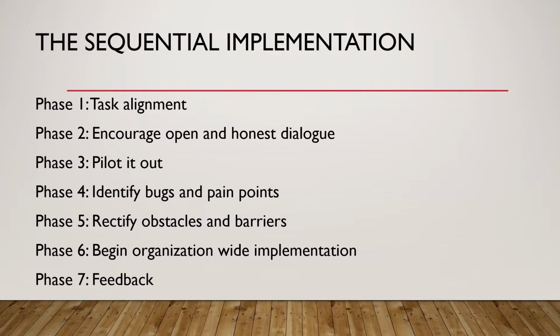We will identify any bugs or pain points that have been identified during the pilot stage, and then we will work on rectifying these obstacles and barriers to implementation. Phase 6 is when we get to the organization-wide implementation. This is when we will roll out CPOE to the organization. After a successful rollout, Phase 7 would be when we will be coming back to you and asking you for feedback regarding how well CPOE is benefiting and functioning for your team.